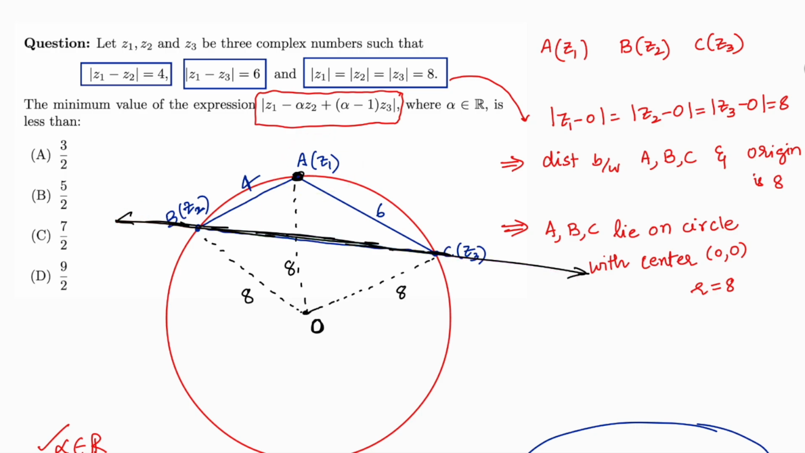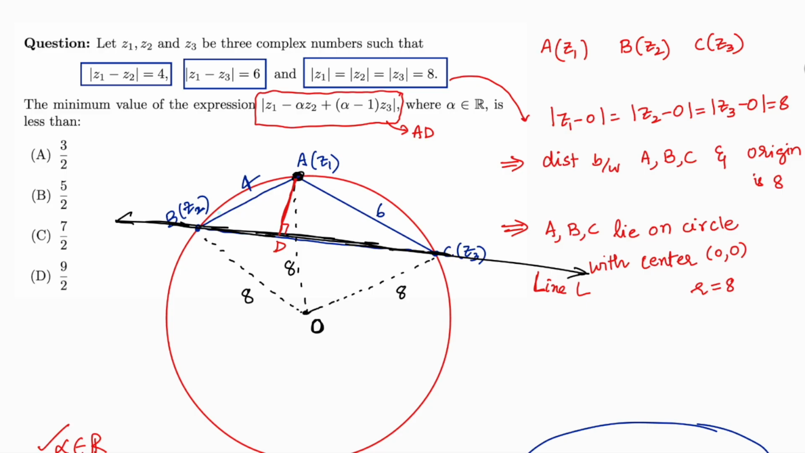Minimum distance between a point and a line means it's the perpendicular distance. So basically I need to find this length. This is the minimum length between point A and this line L. Let me call this line BC as L. That is what they are asking. Find AD length. That is the given question. But how to find AD length?